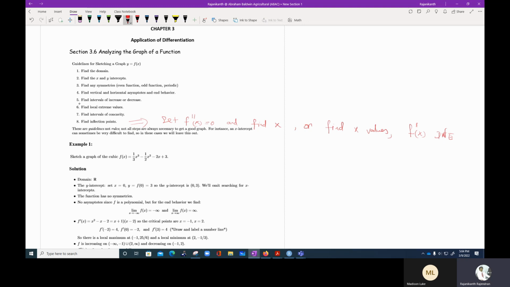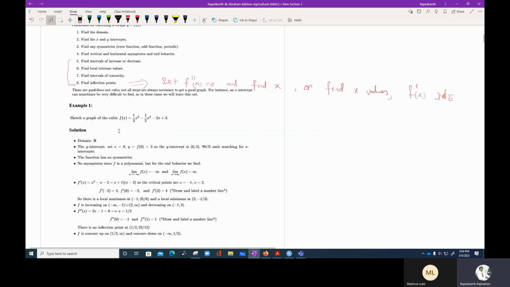Okay, so these are the things you learned here by using the applications of differentiation. You could do steps 5 to 8: finding intervals of increasing and decreasing, finding local extreme values, finding intervals of concavity, and finding inflection points. So these all now we are going to find by using what? Differentiation.